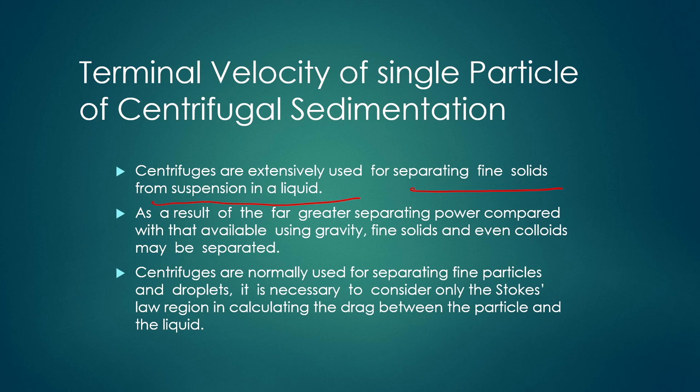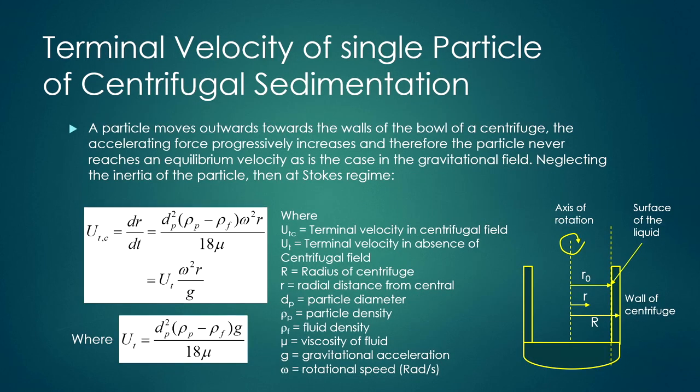In this case, the terminal velocity will be different from free falling, because here the centrifugal force will be acting. Based on this, we can find the terminal velocity of a single particle in centrifugal sedimentation. A particle here moves outwards, as per the figure, towards the wall of the bowl of a centrifuge.